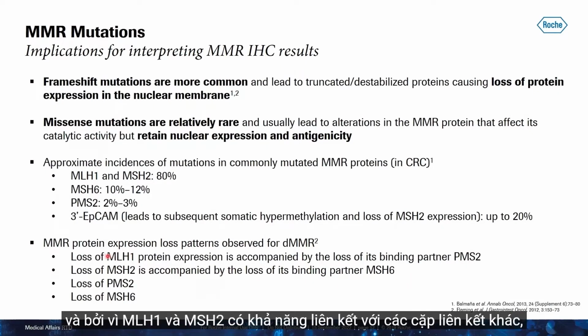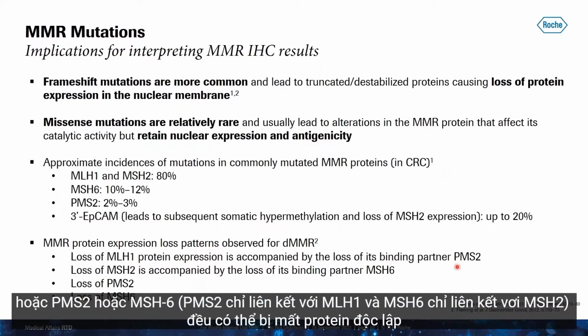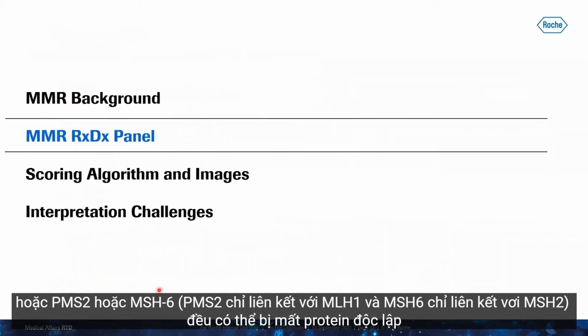And because MLH1 and MSH2 can potentially bind to other binding partners, either PMS2 or MSH6, which exclusively bind with MLH1 and MSH2 respectively, we can also have isolated loss of protein for either of the PMS2 and MSH6 biomarkers.